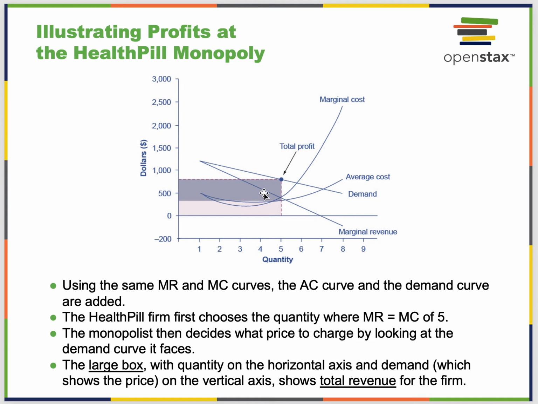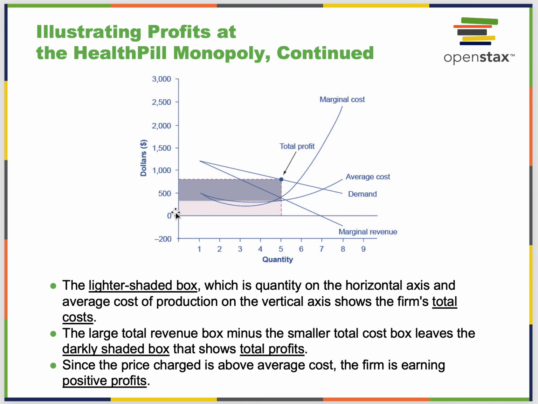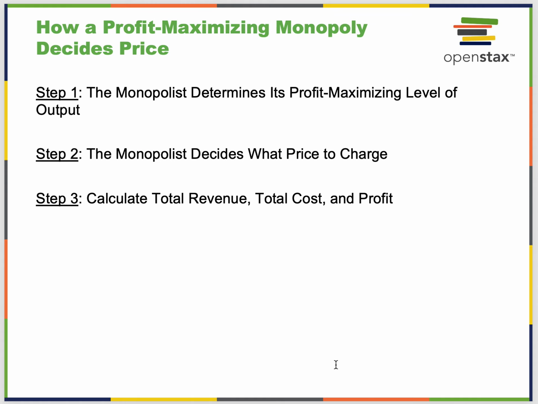And the profit is in the dark shading here. The cost is in the lighter shading. Because remember, it's quantity times dollars. So this is the profit margin. This is the cost. The lighter shaded box, with quantity on the horizontal axis and average cost of production on the vertical axis, shows the firm's total cost. The darkly shaded box shows the total profits. Since the price charged is above the average cost, the firm is earning positive profits.